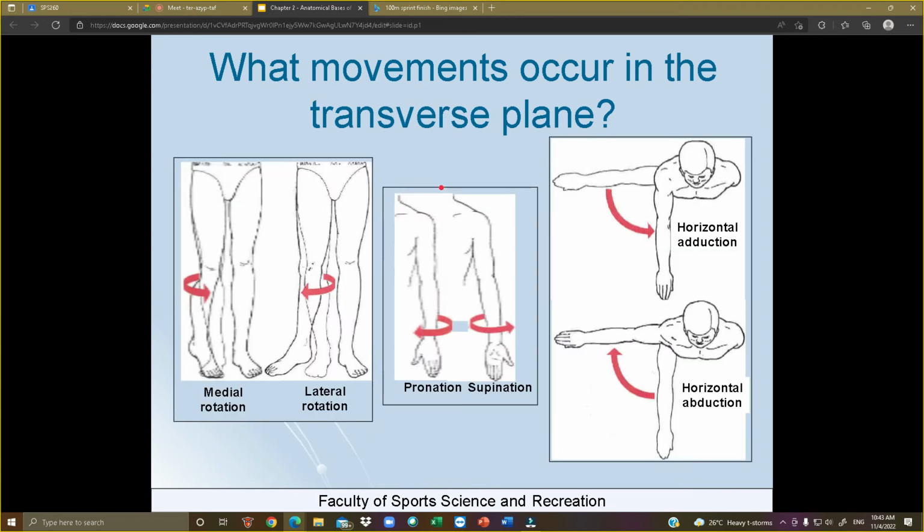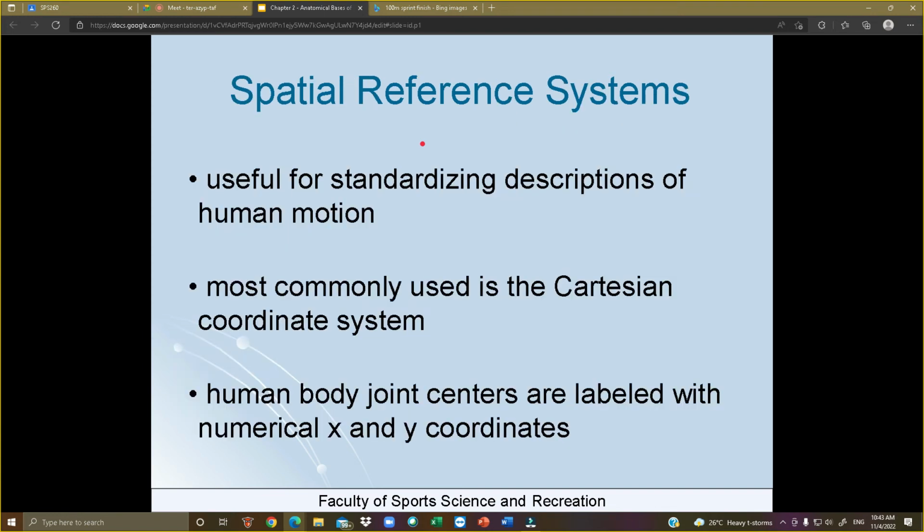Okay, and then the last movement is transverse lah. Benda yang kita boleh observe from above ataupun from below. Okay, so the reason is similar. Alright, and then we have another one.